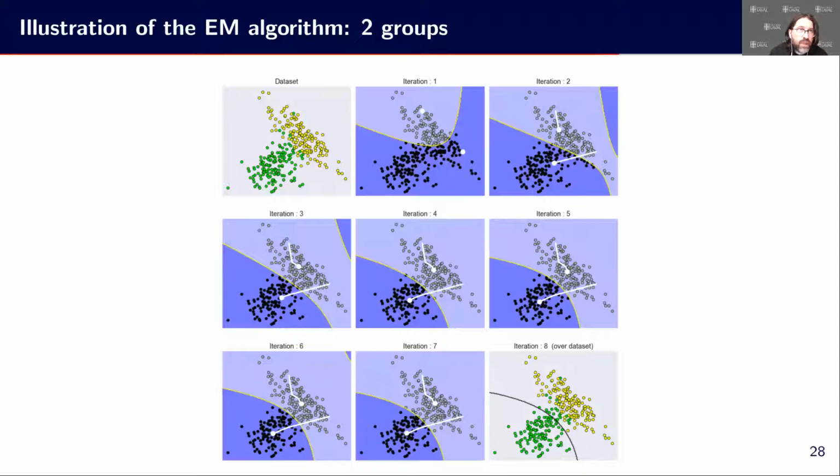So if we look at the application of the EM algorithm over two groups, we have this here. We see two starting points. Basically, we have this white dot here and that white dot there. These are the mean vectors. But we can see that underneath that, we have multivariate normal distributions. And so we see the frontier and the separation between the two groups.